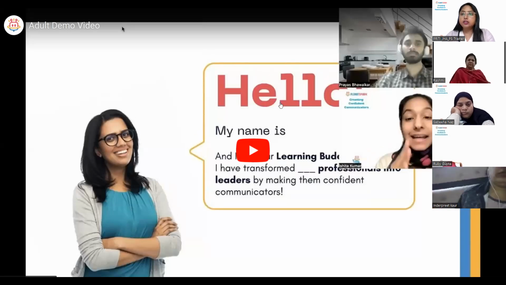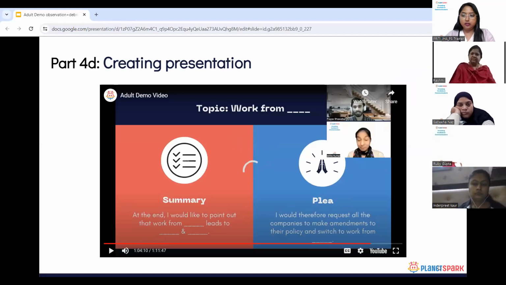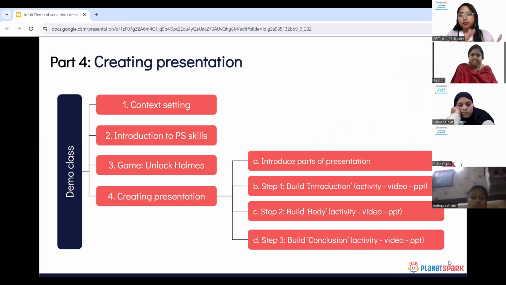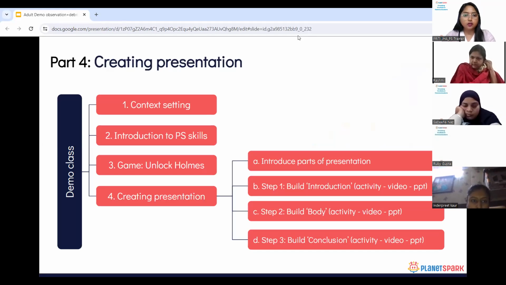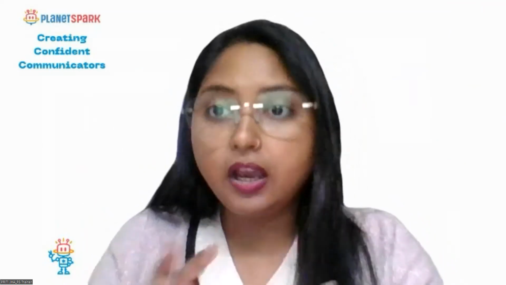Right. So this was the conclusion part. Again, the pro forma was almost the same. Similarly, the first part was where she introduced the parts of the conclusion, which are the summary and the plea. Again, followed by the activity coin size, isn't it? She showed a word coin size to understand what exactly is summary. And next, again, R. Madhavan's video to identify the summary and the plea. And lastly, again, creating the conclusion for the topic chosen, isn't it?